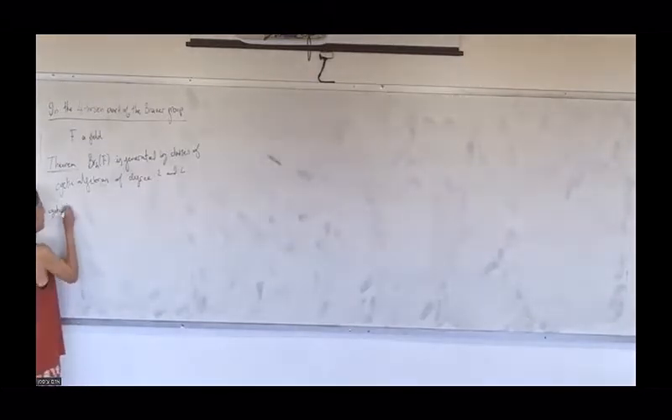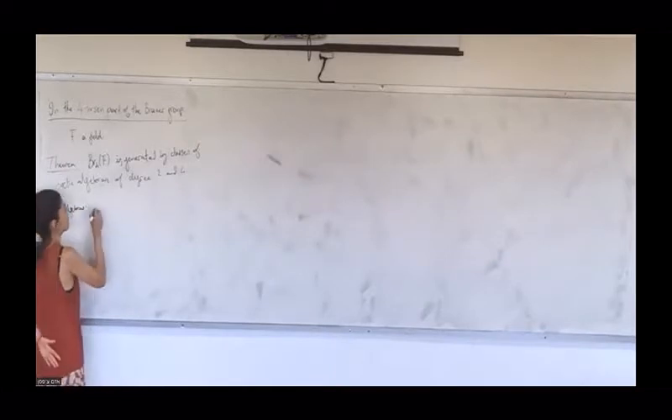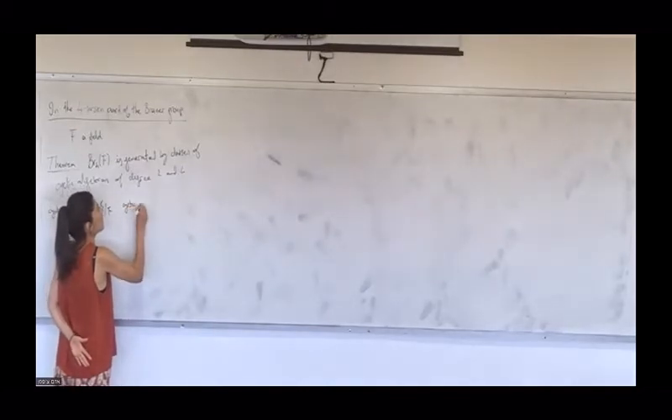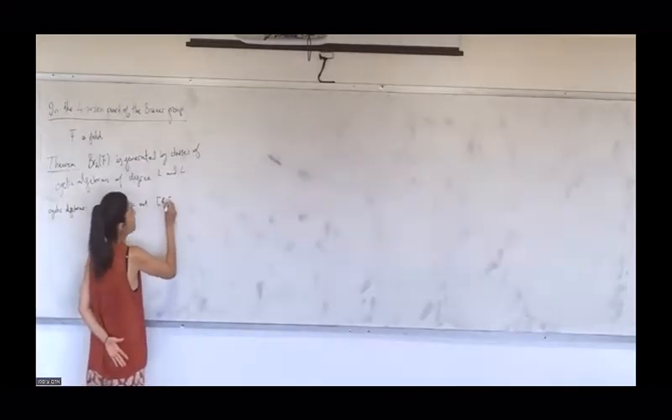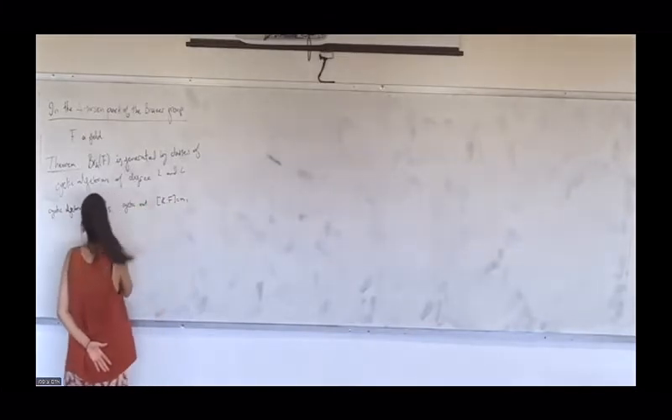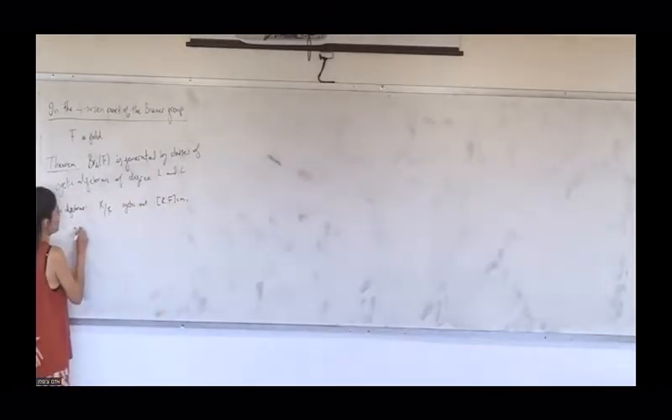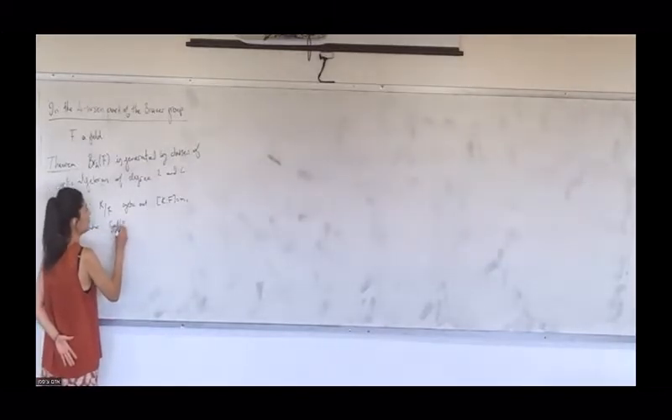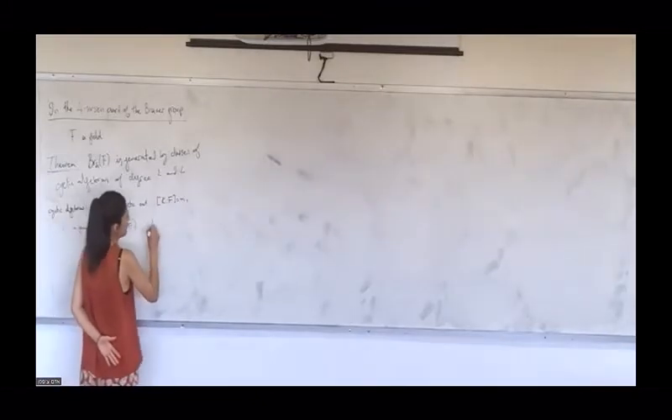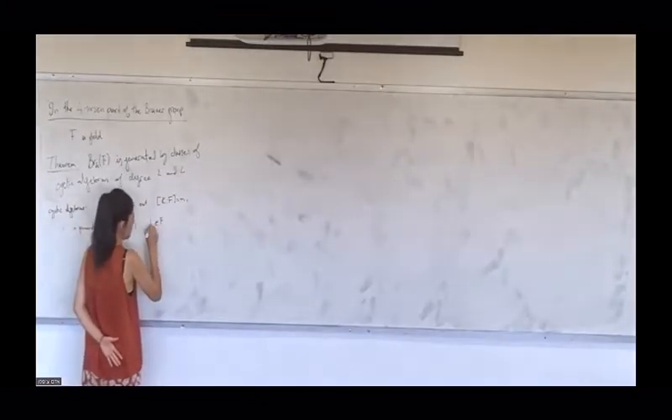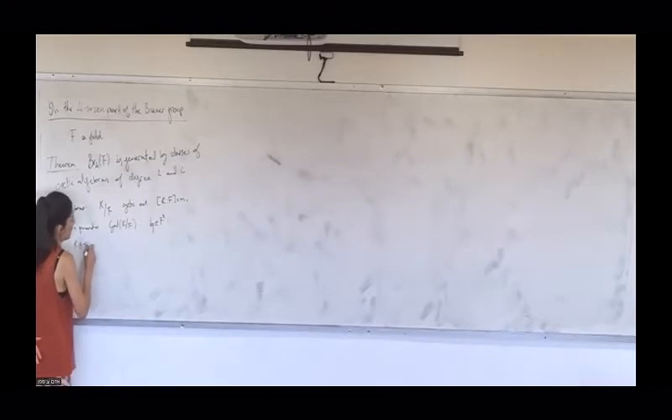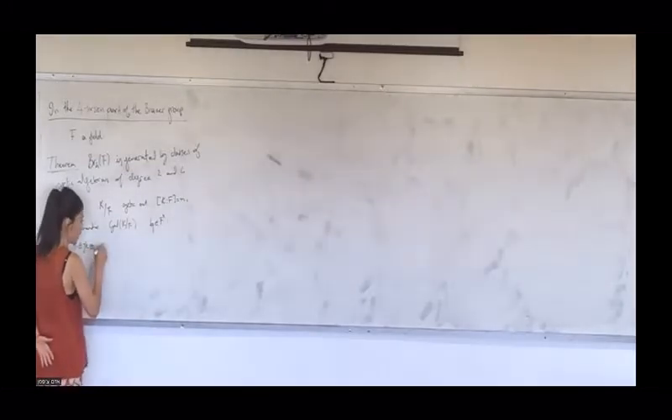Still, I want to recall the definition of cyclic algebra, and I work with the classical definition of cyclic algebras. So let me recall that. Let K over F be a cyclic field extension, and let the degree be n, and denote by sigma a generator of its Galois group, and fix a non-zero element b in your base field. Consider an n-dimensional vector space with a basis 1, j, up to j to the power n minus 1.